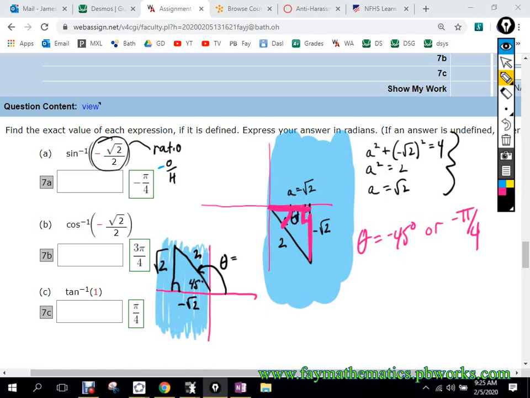So how big would theta be? Theta is this angle here. Well, in degrees it would be 135, right? And if you want to convert, and you do need to convert that for this problem, multiply that by pi over 180, and it'll give you 3 pi over 4.